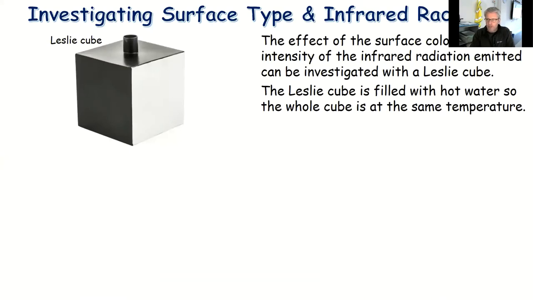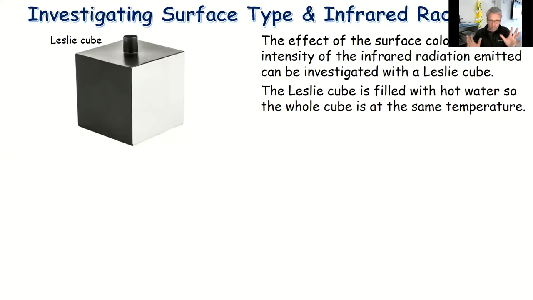Now, if we were investigating how and why that occurs, a very good way to do that is using something called a Leslie cube. Now, a Leslie cube is basically a steel box, a hollow steel box with an opening at the top that you can then fill with hot water. So you pour boiling water into your Leslie cube. Now, when you do that, the whole inside, including the inside walls of all of the surfaces, are at the same temperature. The same water is distributed through the whole Leslie cube.